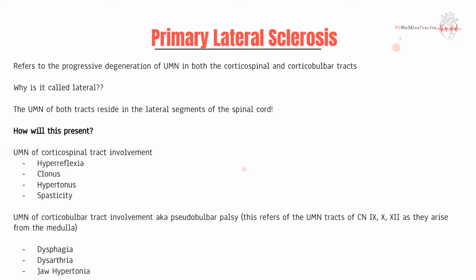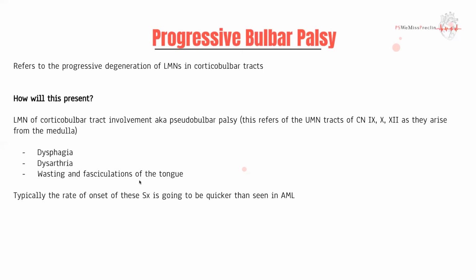pseudobulbar palsy. Pseudobulbar palsies are also typically seen in other conditions that affect upper motor neurons of the bulbar tract, and this includes things like compressive tumors and strokes. And when I say corticobulbar tract, I'm referring specifically to the tracts of cranial nerves 9, 10, 12. This presents with dysphagia, dysarthria, as well as jaw hypertonus.